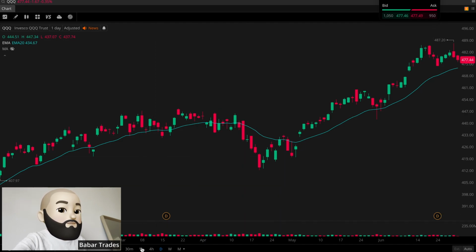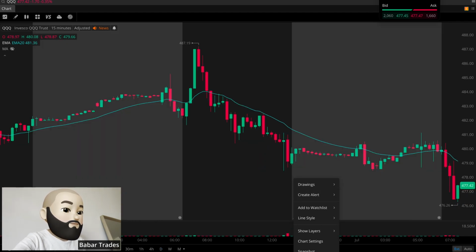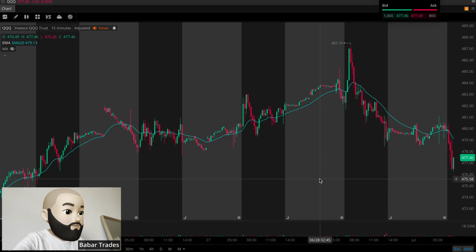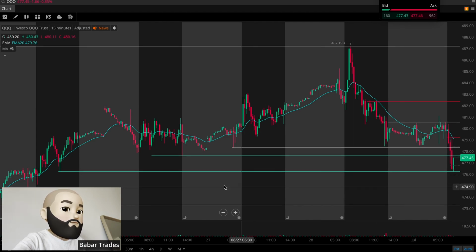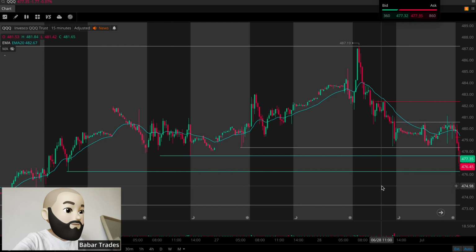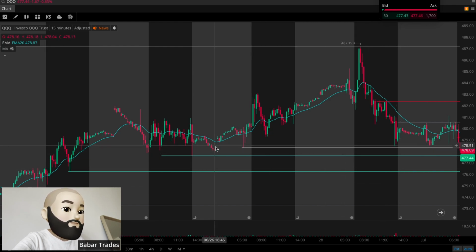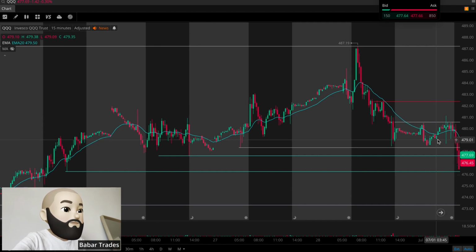Then I also determined my bias based on the 15-minute time frame. So if I zoom out here and bring back those lines, you'll see that there was a ton of room today. If we broke specific levels, such as this 478.30 level, or the 477.60 level, and lastly the 476.24 level, there was a high likelihood there would be a strong momentum down. So this 15-minute time frame really helped me determine the bias.